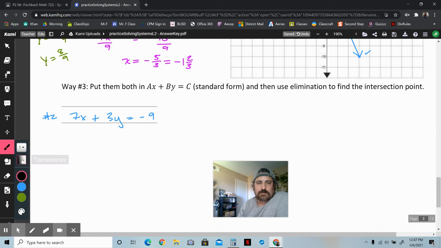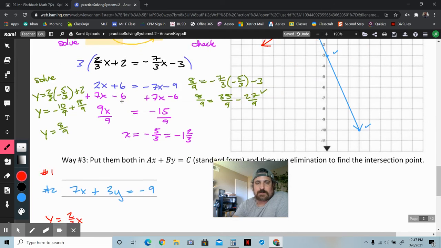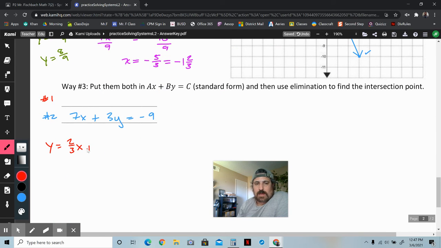So for line number 1, we're going to say it starts off being y equals 2 thirds x plus 2. And we want to get this into standard form. So the easiest way to do that is to just multiply the whole thing by 3 to get rid of the fraction, because you want integers as your coefficients. So it's going to be 3y is equal to 2x, because 3 goes into 3 one time. 1 times 2x is 2x, plus not 2 in this case, but 2 times 3, which is 6.